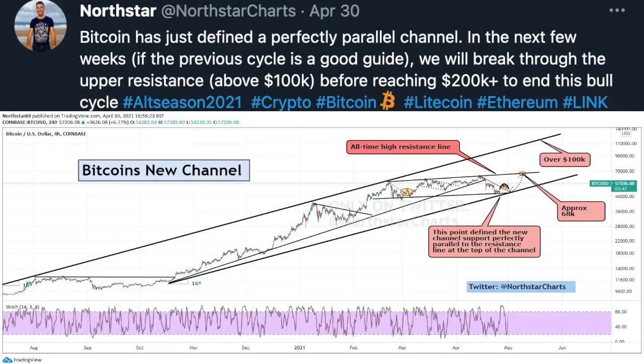Another market taking the limelight is Bitcoin. And you had put out a tweet where you had said that Bitcoin had just defined a perfectly parallel channel. And in the next few weeks, if the previous cycle is a good guide, we will break through the upper resistance of 100,000 before reaching 200,000 to end this bull cycle. Now, the key phrase that caught my mind in that tweet was "in a few weeks." So I'd like to ask you, when do you see this $100,000 level being reached and even breached?